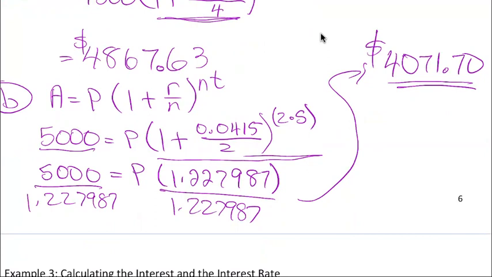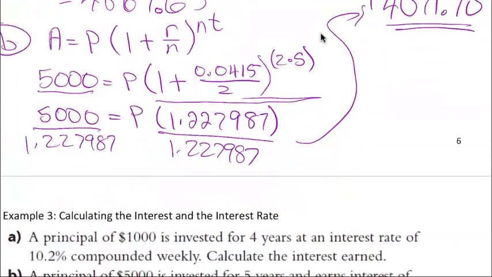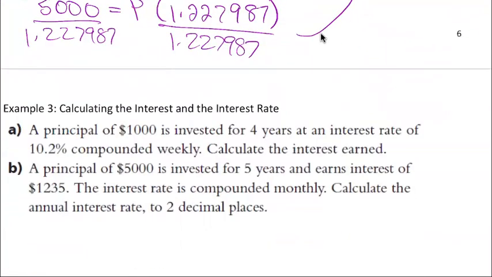Okay. Over the page, example 3. Calculating the interest and the interest rate. A principal of $1,000 is invested for 4 years at an interest rate of 10.2%, compounded weekly. Calculate the interest earned.